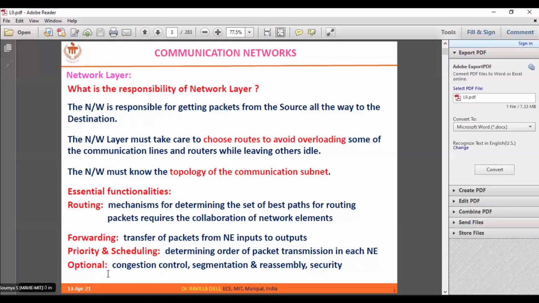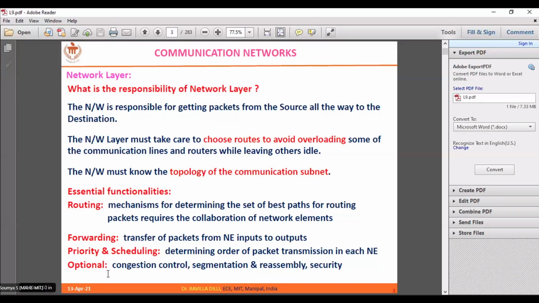What is routing? I already told you, it is a mechanism for determining the set of best paths for routing packets, and it requires the collaboration of network elements. Then forwarding is when you are trying to send a packet from one point to another point. You may not be the destination at all, but the packet has arrived onto you. Then what should you do? You should find out who the destination is and you should just forward that particular packet, right? So that is forwarding. You transfer packets from the network element's input to the output.